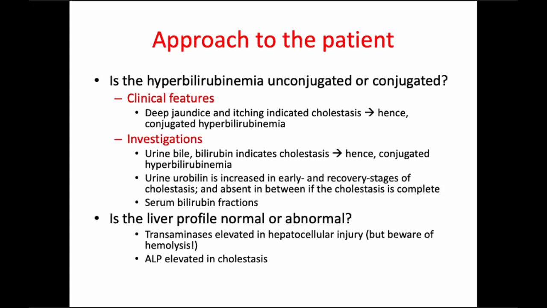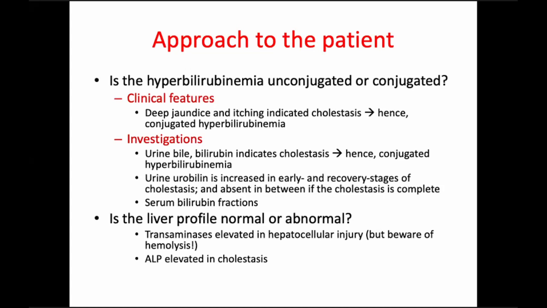And also the other way to separate the conjugated and the unconjugated hyperbilirubinemia is to do serum bilirubin fractions. That's very easy. But even without that, using urine for bile, bilirubin, and urobilin, you can see whether it is unconjugated or conjugated.